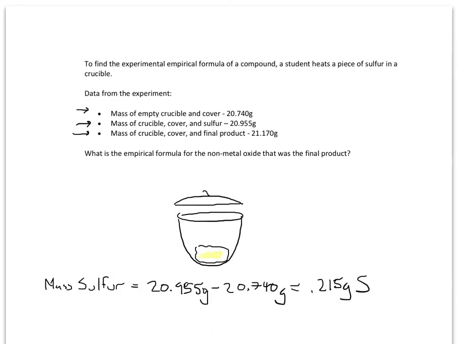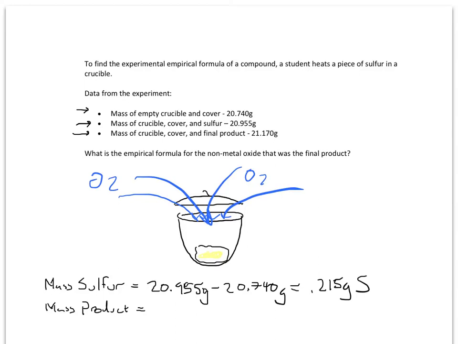Now, just like in the lab that we did in class, the student would strongly heat this, and when he does that, it'll pop open the lid and he'll let in lots of oxygen. So oxygen will come in and react with that sulfur, and when it does that, that's going to increase the mass. So we heat it up, let it react, and it cools down. Now we've got to get the mass of the sulfur and oxygen product.